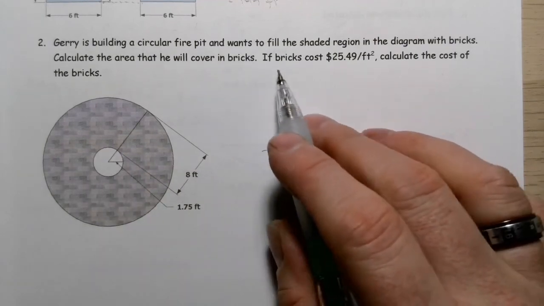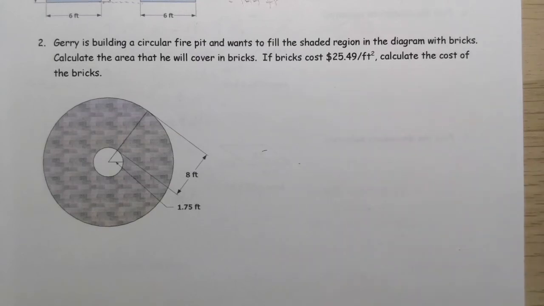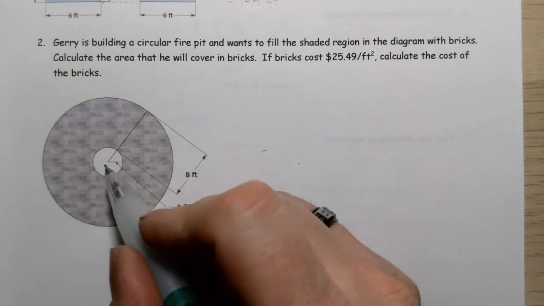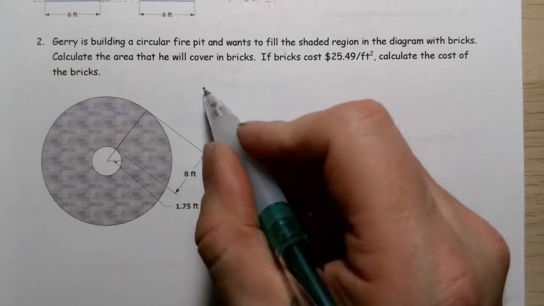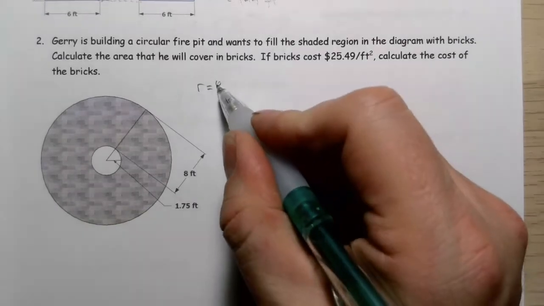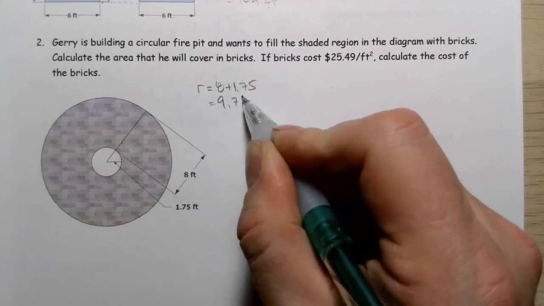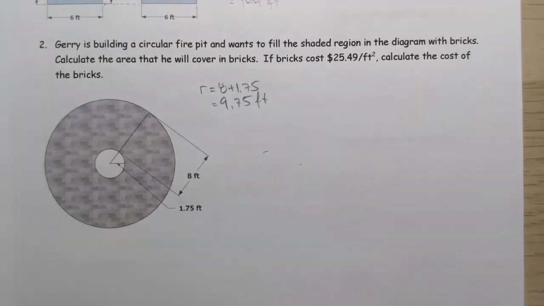Now, it also tells us that bricks cost $25.49 per foot squared. So we're going to figure out the cost of the bricks. So that's going to be our last step here. But to start off with, we need to figure out what the radius of the big circle is. And the radius of the big circle is going to be 8 feet plus 1.75. So that works out pretty nicely to 9.75 feet.